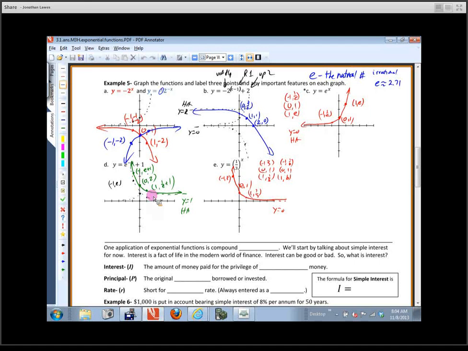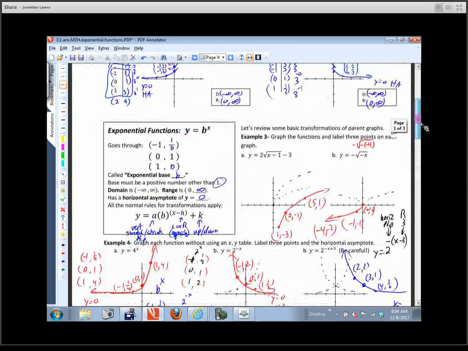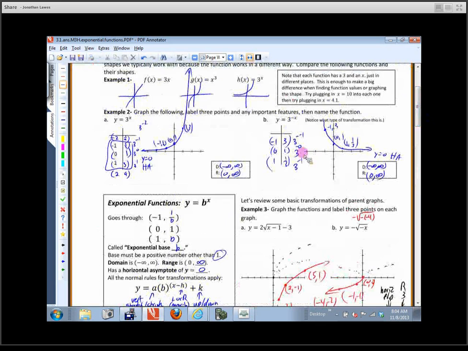And then this was exponential base 1/3, which could also be thought of this way. We could think of this as 3 to the negative x. Because if I take 1/3 and do the reciprocal, that would be 3 to the negative 1 raised to the x. Power to a power, I'd multiply those. So this graph right here is the same as, if I remember correctly, there it is right there. That is the exact same graph.